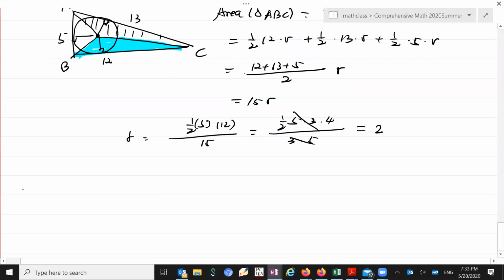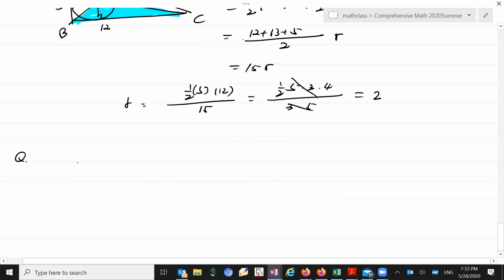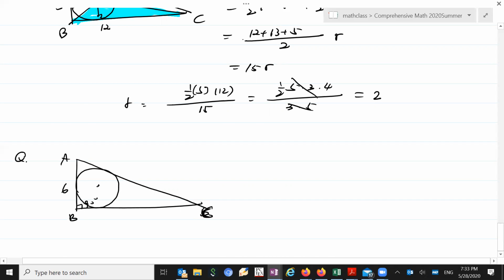All right, so our next problem, I'm going to show you here. This is a right triangle again. It's 90 degrees at B, with sides AB and AC. AB is going to be 6 inches, and the circle is inscribed here, and the radius of the circle is going to be 2. Find the area of the triangle ABC. So we're not finding the radius, we're given the radius. That's fine. How do we solve this problem?